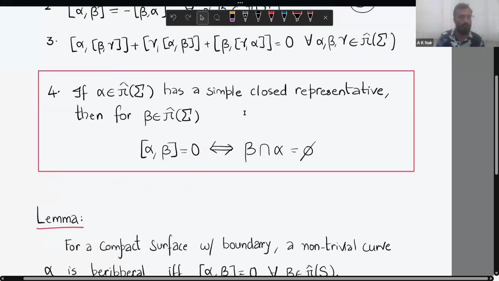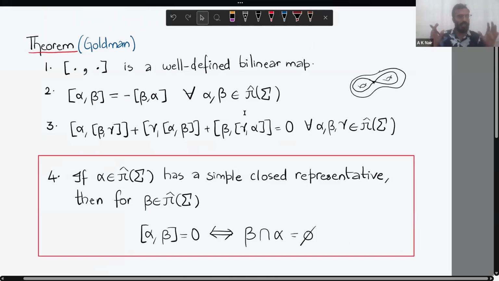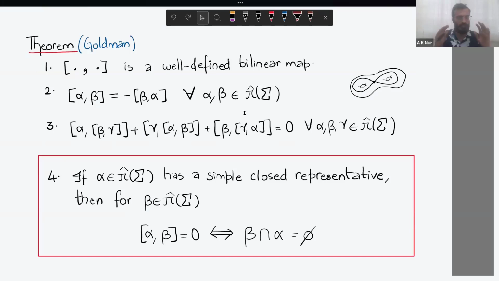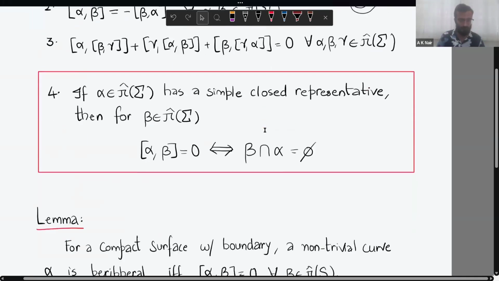So the Goldman bracket is this algebraic structure on the Z algebra generated by free homotopy classes of closed curves, and preservation of this structure for compact surfaces with boundary actually tells us that the homotopy equivalence is homotopic to a homeomorphism.